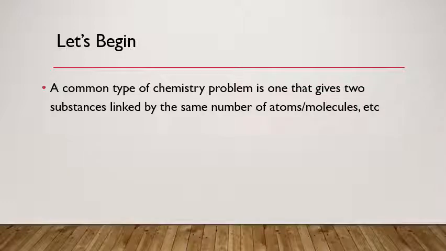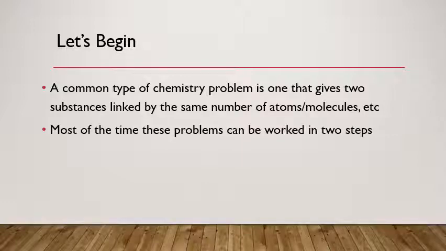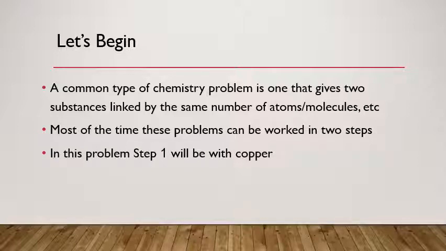This is a common type of chemistry problem. It gives two substances that are linked by the same number of atoms, the same number of molecules, etc. Most of the time, we can work these problems in two steps. In fact, there are multiple ways to find the solution to this. This is just one way. It works for me because I like organizing the information this way. In step one, we're going to deal with the copper. We'll take that given information and find the number of atoms. In step two, we'll take that number of atoms, which we know is the same, and find our molar mass.